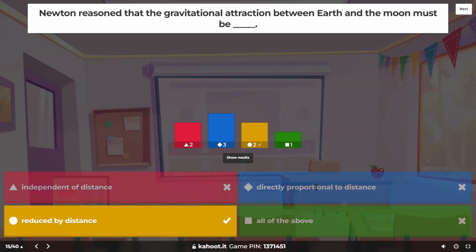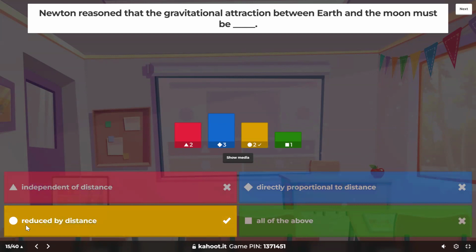How about the blue one? Directly proportional means a linear relationship. So if you double one variable, you double the other variable. This is saying if the moon was twice as far away, the gravity force would be doubled. No, that sounds like the opposite of what's true. If it was 3 times as far away, that would be triple the force. No, that one can't be true.